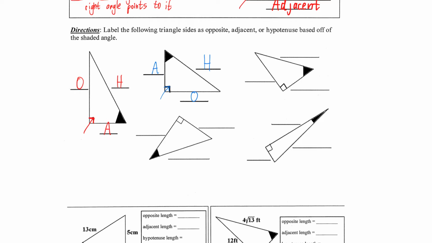Okay, good. And you can just put H, A, and O. You don't have to spell out the words on all of them. I mean, you can spell it out if you want. Okay, good. Looks like everybody's getting it pretty good.